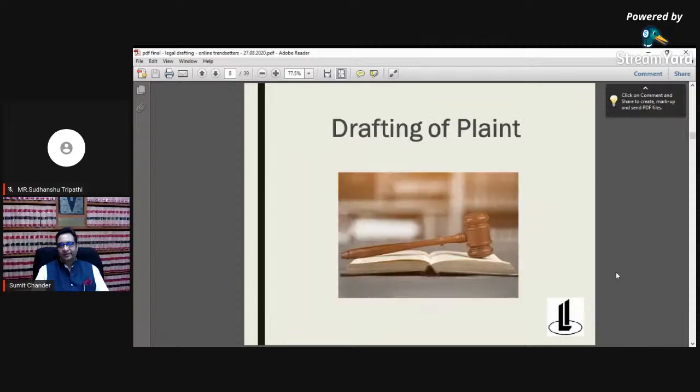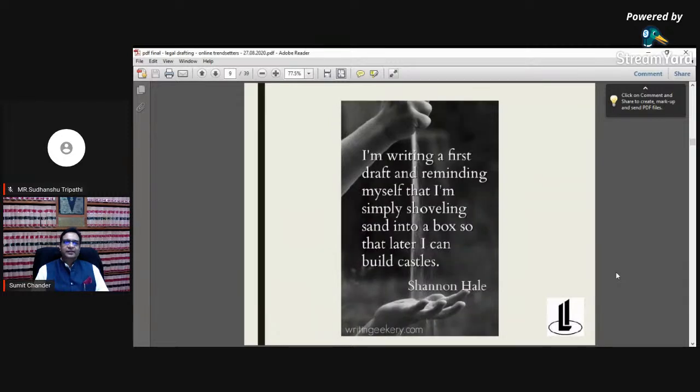Next, please. I will begin talking about drafting of the plaint by giving you two very interesting quotes which talk about how to do a draft, or more particularly, they talk about what is the value of the first draft. The first draft, there's a quote by Shannon Hale who says, "I'm writing a first draft and reminding myself that I'm simply shoveling sand into a box so that later I can build castles."